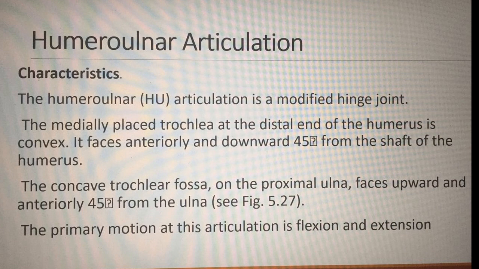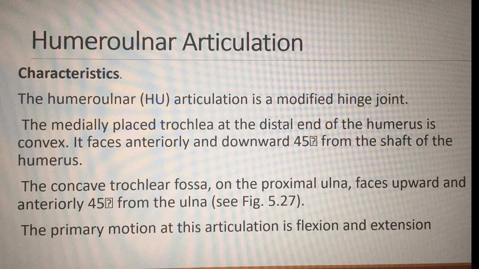The characteristics of humero-radial articulations: that articulation is a hinge pivot joint, and here the articulating surfaces are the spherical capitulum at the end of the humerus, with the other bony part being the head of the radius, which is concave, and that is the moving body part. The concave radius is the moving part, and it is at the proximal end of the radius, whereas the spherical capitulum is at the distal end of the humerus.